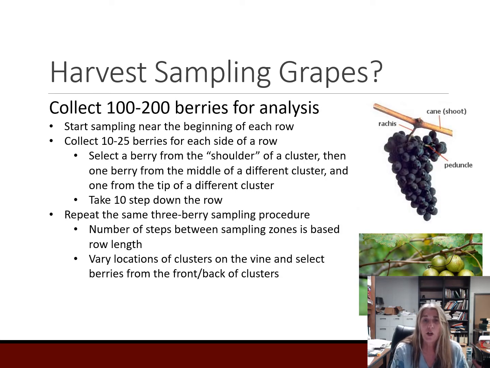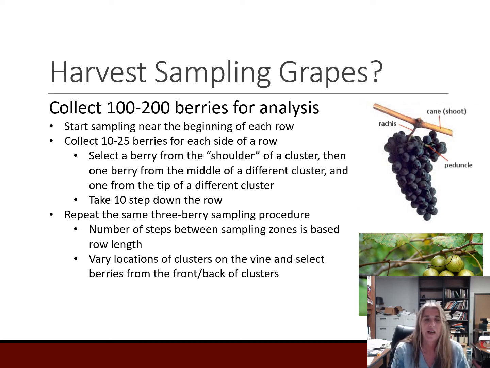So as you're getting closer to harvest, you want to change the way you sample. You want to take more fruit. So as you are harvest sampling grapes, you want to collect 100 to 200 berries for analysis. With muscadines, I think you could get away with about 50 berries. So start sampling near the beginning of each row. Collect 10 to 25 berries for each side of a row. And this depends on how many rows you have. So just think about how many rows you have and how many berries you need to get the 100 to 200 berries.